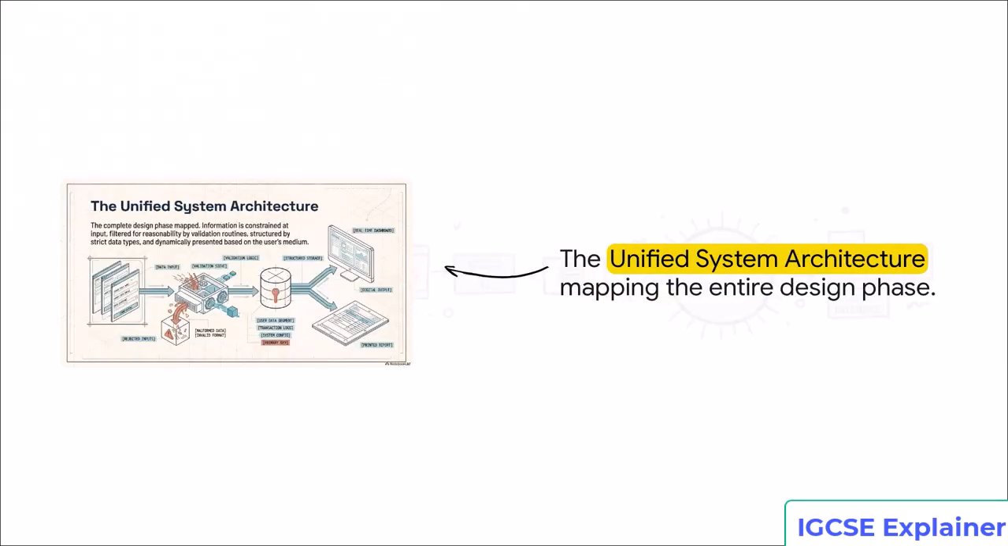Bringing our entire data journey full circle gives us a unified system architecture. It's pretty amazing when you step back and look at it. Information is carefully constrained at the input form, aggressively filtered for reasonability by the validation sieve, structured strictly by primary keys and data types into the storage cylinder, and then dynamically presented back out based on whether the user is looking at a monitor or a piece of paper.